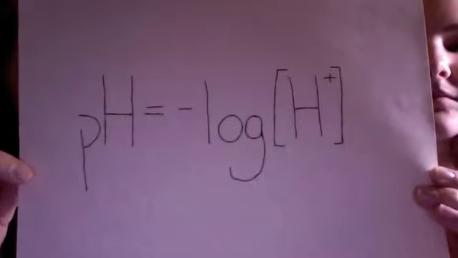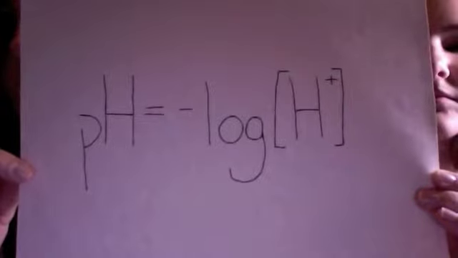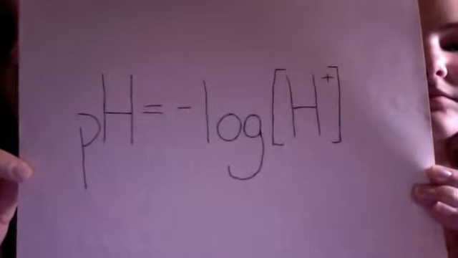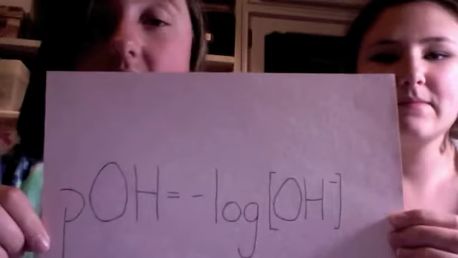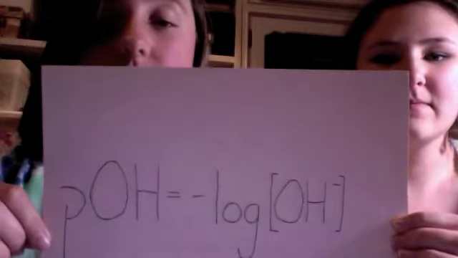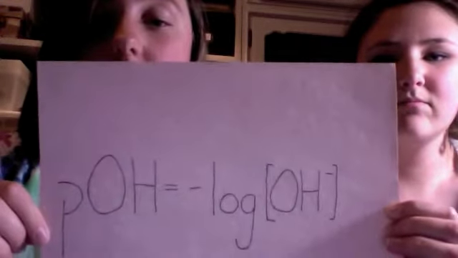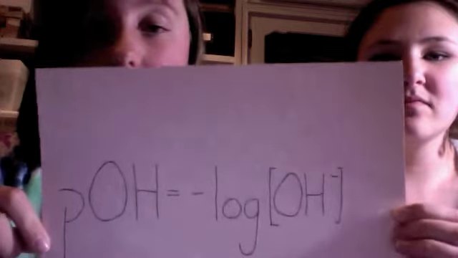To find the pH, you take the negative log of the hydrogen ion concentration. And you want to find pH in order to tell if a solution is more acidic or basic, or if it's neutral. To find the pOH, you take the negative log of the hydroxide ion concentration. And you want to find the pOH in order to find the pH in some cases.